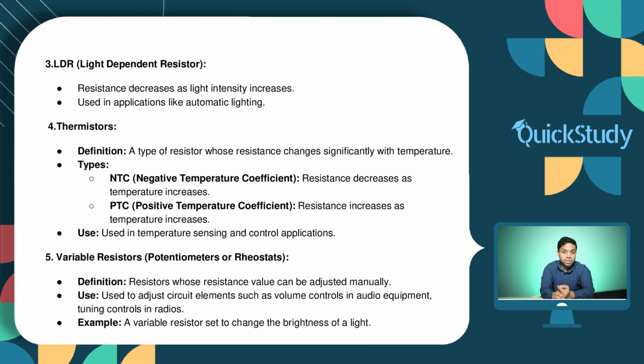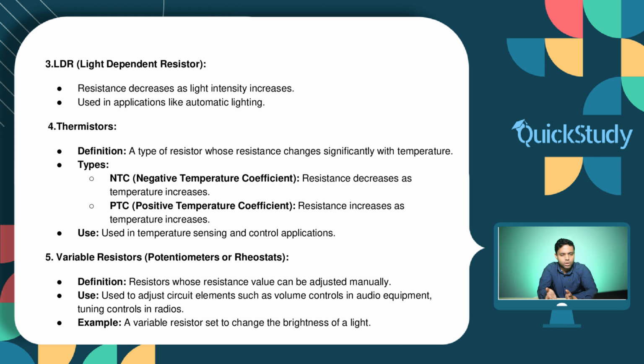LDR is a light dependent resistor. Resistance decreases as light intensity increases. Used in applications which have automatic lighting. Thermistor is a type of resistor whose resistance changes significantly with temperature. Normally, resistance decreases as the temperature increases. Used in temperature sensing and control applications.